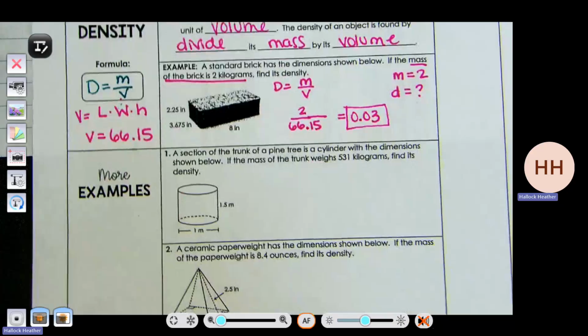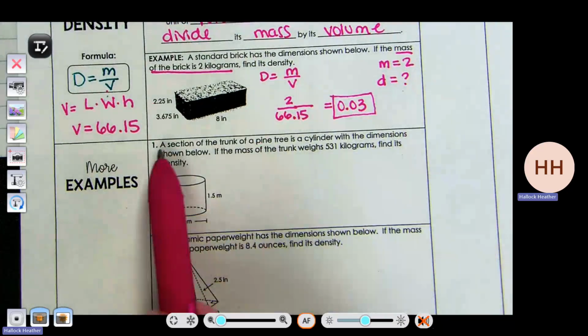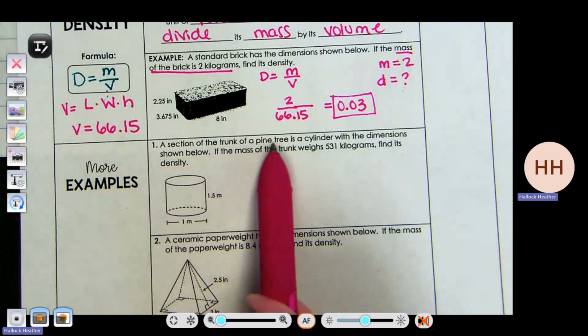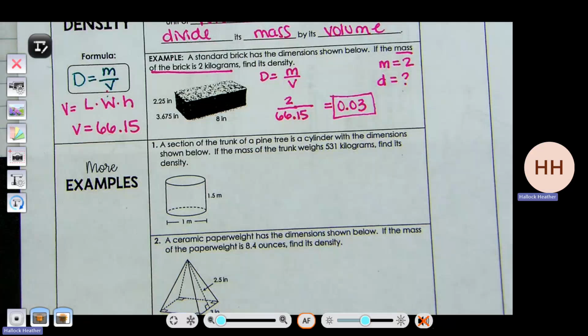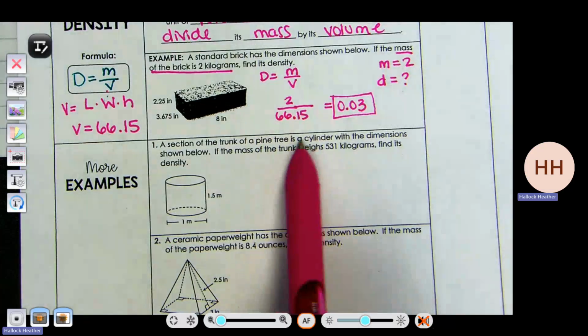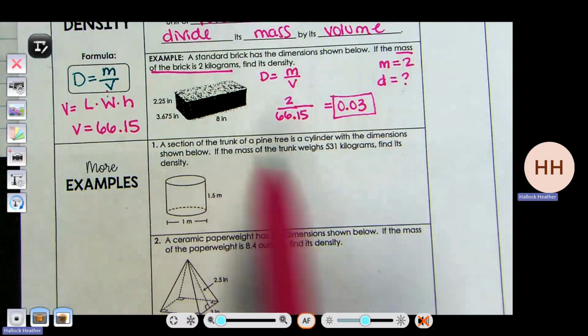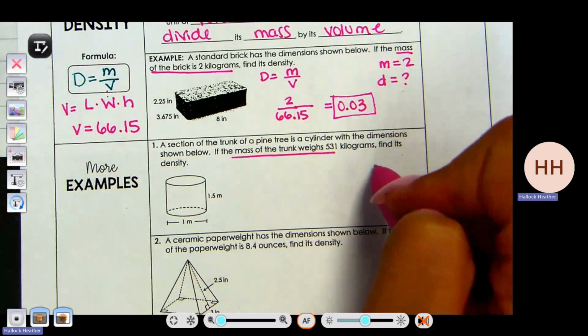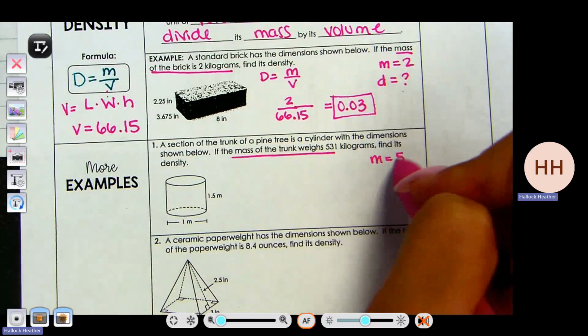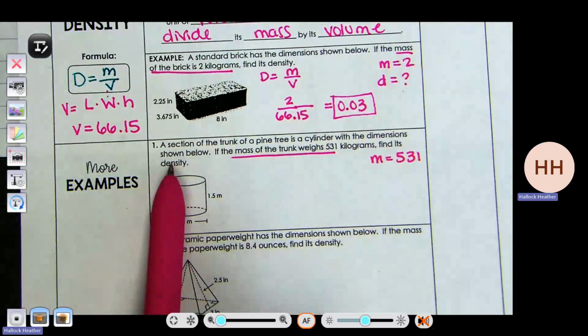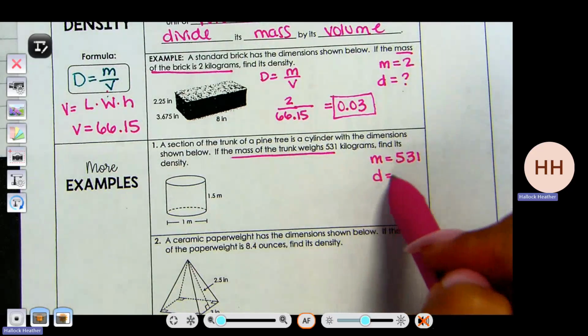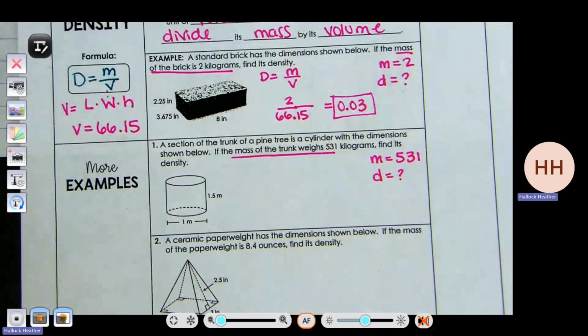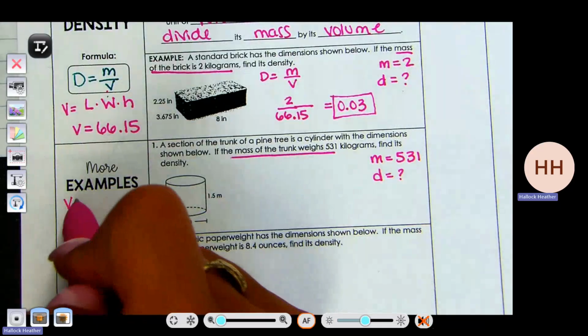Okay. So number 1 down here, it says a section of a trunk of a pine tree. So a pine tree is a really long cylinder because it's a tree. Is a cylinder with dimensions shown below. If the mass of the trunk of the weight is 531 kilograms, so my mass is 531. I need to find the density again. First thing I'm going to need to do is find the volume of the cylinder.